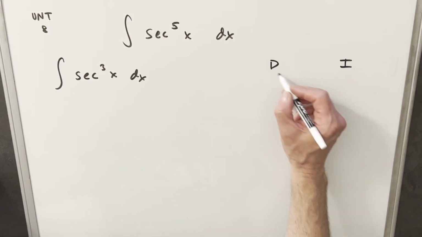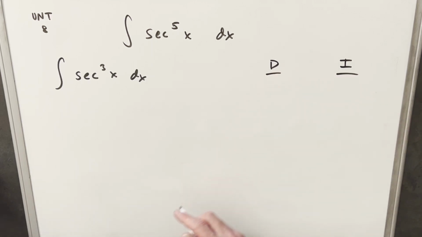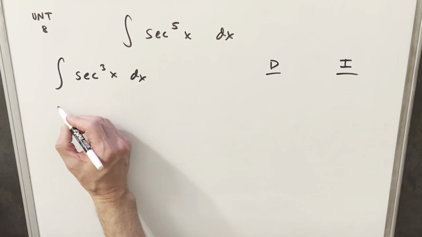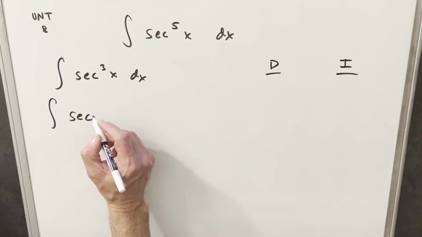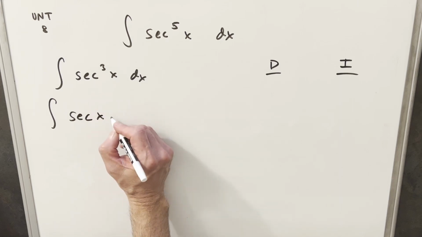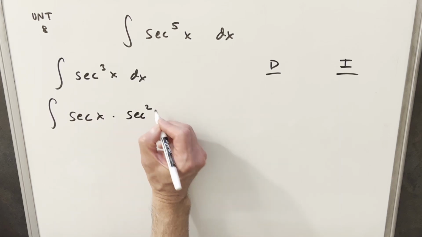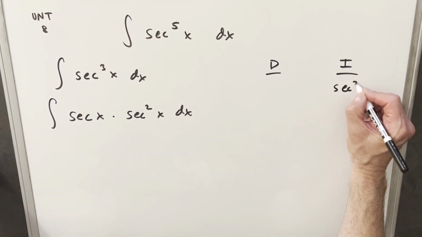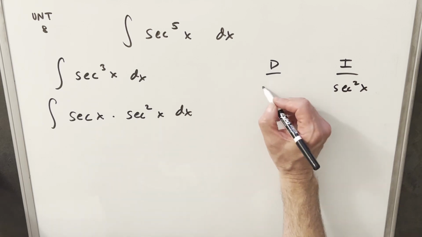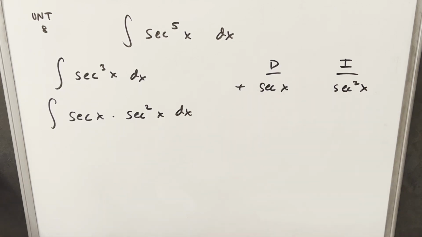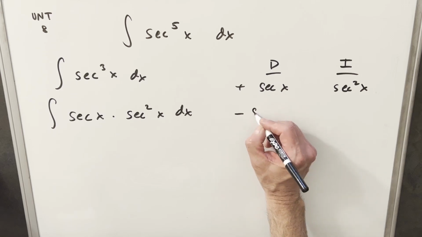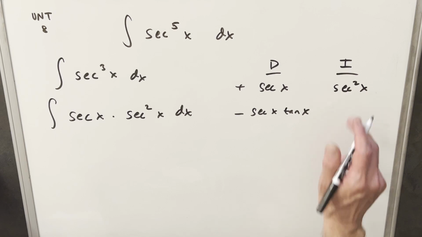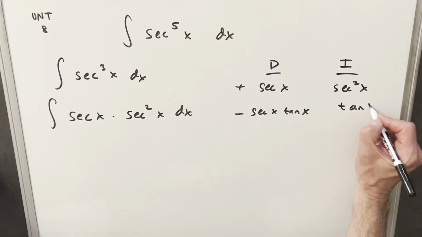So I'm going to do integration by parts, and we're going to do the DI method or tabular integration. We're going to make two columns, one to differentiate, one to integrate. And actually, before I do that, I'm going to split this up. I'm going to write secant cubed x as secant x times secant squared x dx. I'm doing that because secant squared is going to be easy to integrate, and secant x we can differentiate. The derivative of secant is just secant x tan x, and the integral of secant squared x is just tan x.